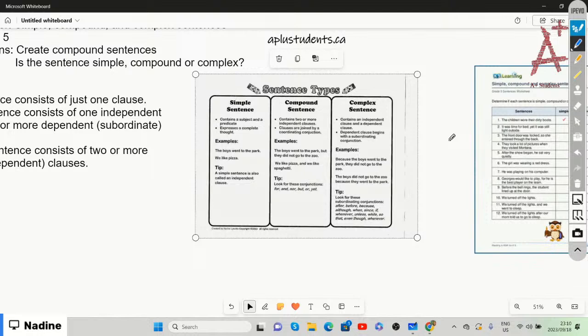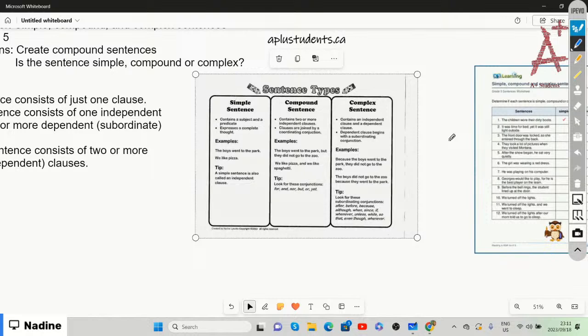So a complex sentence contains an independent clause and a dependent clause, which means a dependent clause cannot stand on its own. The dependent clause needs, let's say, the assistance of the independent clause. You need to join the dependent and the independent clause by using a subordinating conjunction. So we have coordinating conjunctions, and coordinating conjunctions are for, and, nor, but, or, yet.